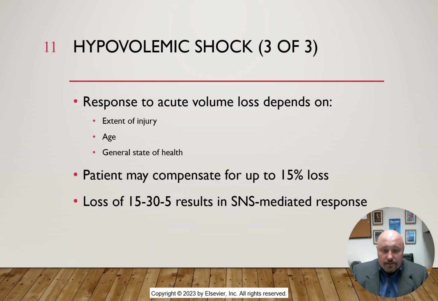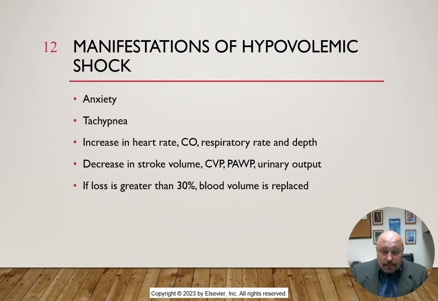The response to this acute volume loss depends on the extent of the injury, the patient's age, and their general state of health. The patient may compensate for up to 15% loss, though a loss of 15 to 30% results in a sympathetic nervous system mediated response. The early signs of hypovolemic shock include anxiety, followed by tachypnea, an increase in heart rate, cardiac output, and respiratory rate and depth, and a decrease in stroke volume. If the loss is greater than 30%, the blood volume needs to be replaced.